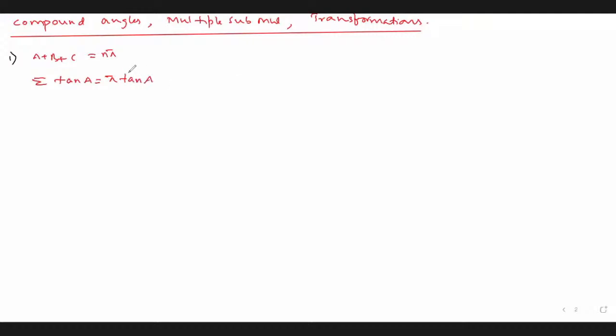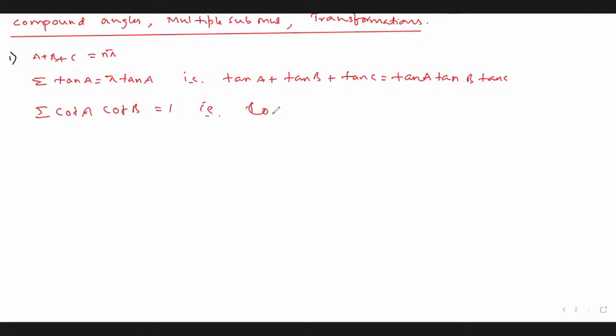What is called sigma tan A, sir? Sigma tan A is nothing but tan A plus tan B plus tan C, which is equal to pi tan A, means tan A into tan B into tan C. Right? Like this. And similarly, second one, sigma cot A cot B is equals to 1. What is the meaning of it? That is cot A cot B plus cot B cot C plus cot C cot A.